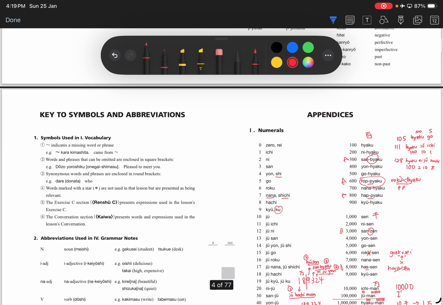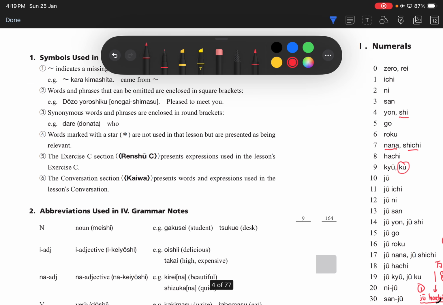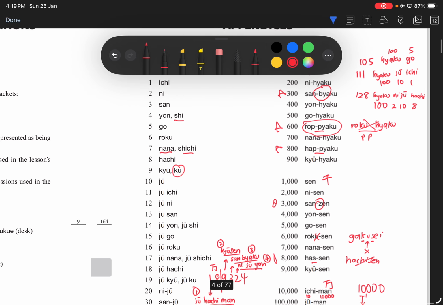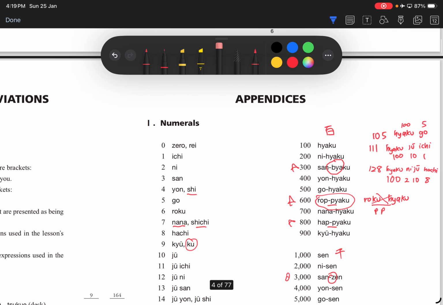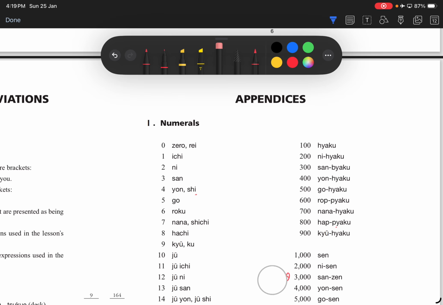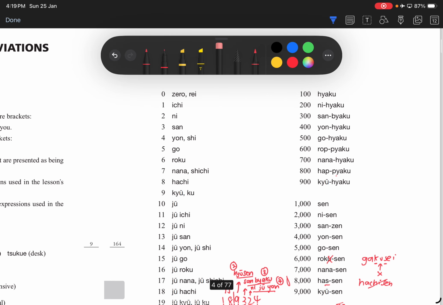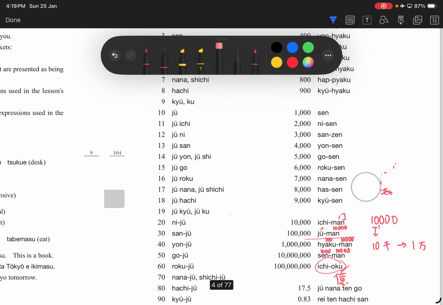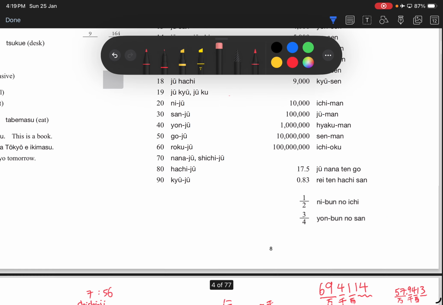All these symbols and abbreviations are for you to understand. Let's go on to the counting. Since our dear friend probably knows how to count already, since he's three-quarters Japanese, I will talk about counting.